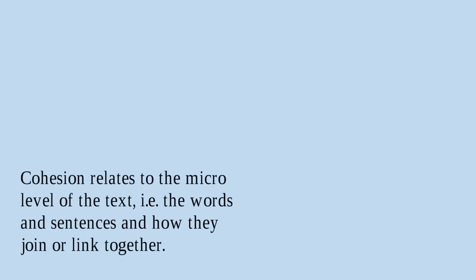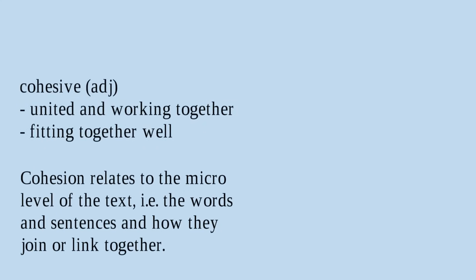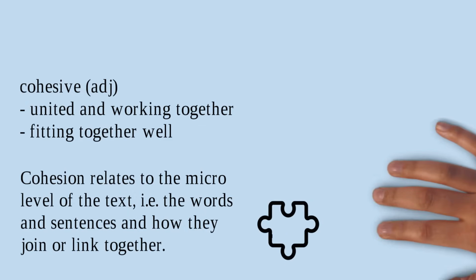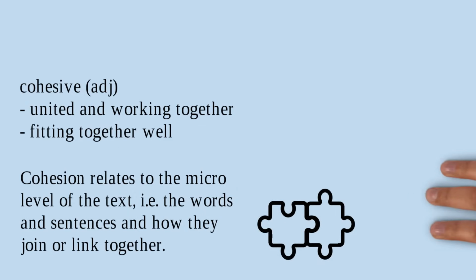Cohesion relates to the micro level of the text, that is, the words and sentences and how they join or link together. The related adjective is cohesive, which means united and working together or fitting well together. You can think of cohesion as like pieces of a jigsaw, which need to fit together perfectly.